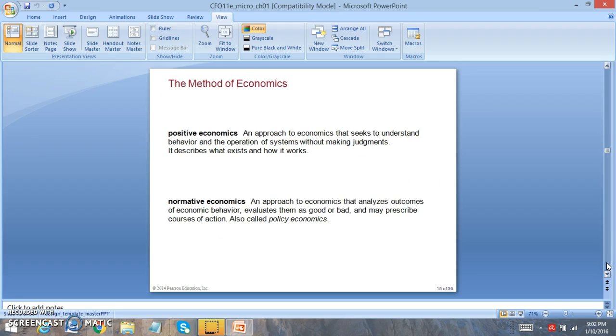In economics, we make two types of statements. We make positive statements and normative statements. Positive statements describe things that exist and how they work, whereas normative statements are looking at opinions. You'll notice a lot of the things that we focus on within economics when we look at normative statements are focused on decisions that we have to make and how we make those decisions.